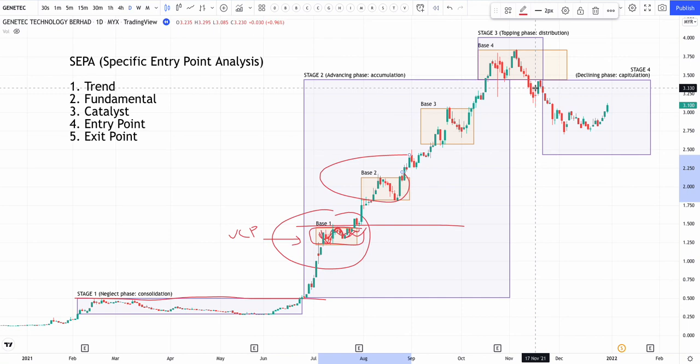When we take our profit, normally it will be followed by stage 4, which is the declining phase, the capitulation phase where the market will go down, and the same thing happens: stage 1, stage 2, stage 3, stage 4 in a downtrend. But the point is, this is basically how Mark Minervini approaches the market in technical analysis. You look at trend, fundamental, catalyst, entry point, and exit point.